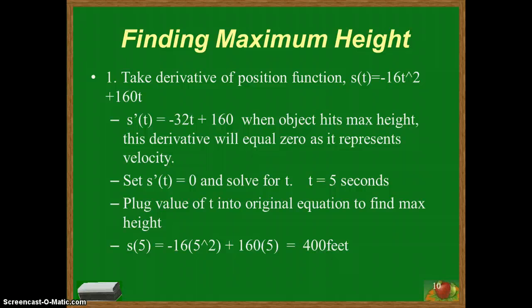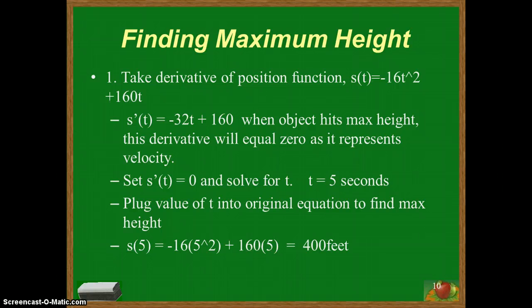Finding maximum height. Step 1. Take the derivative of the position function. Remember, the position function is negative 16t squared plus 160t. The first derivative would be negative 32t plus 160. When this object hits maximum height, the derivative will equal 0 as it represents velocity.